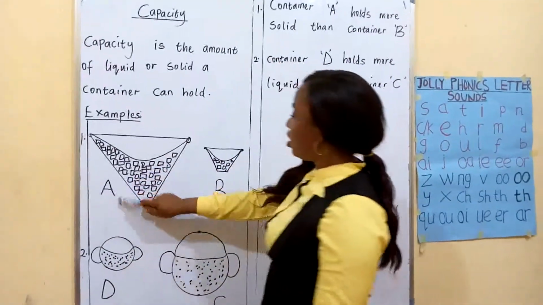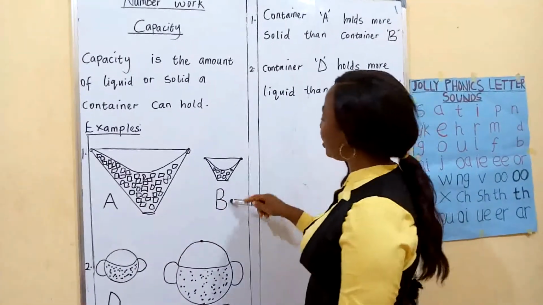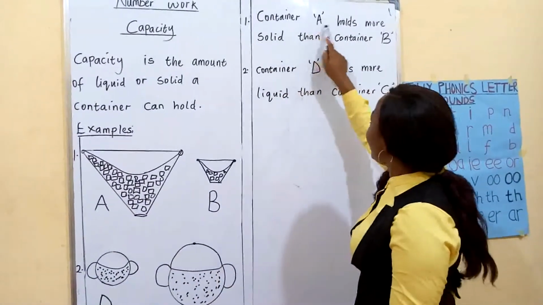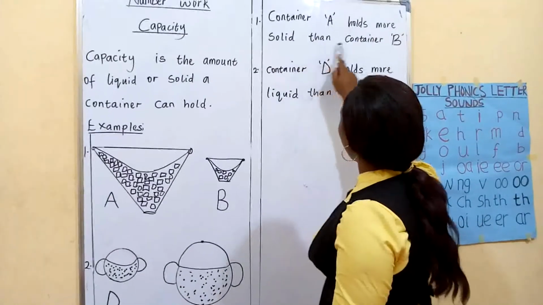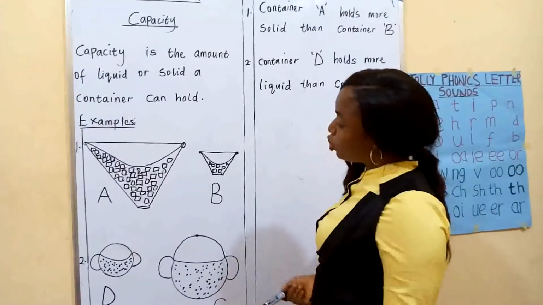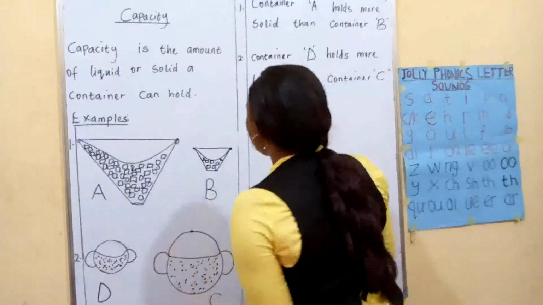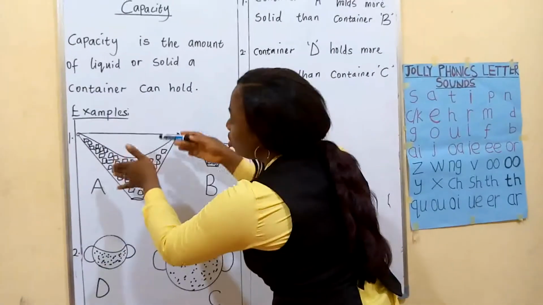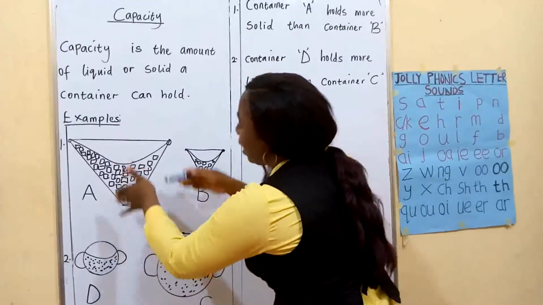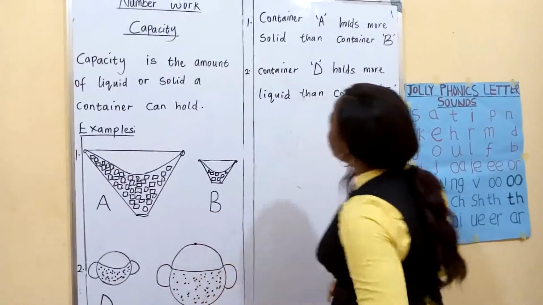Look at it there. Container A holds more solid than container B. Is it not true? It is. This one is big and this one is small, and it carries more sugar than container B.